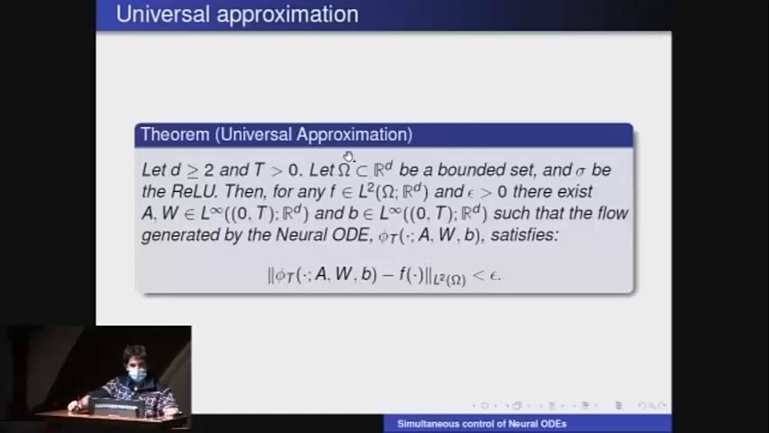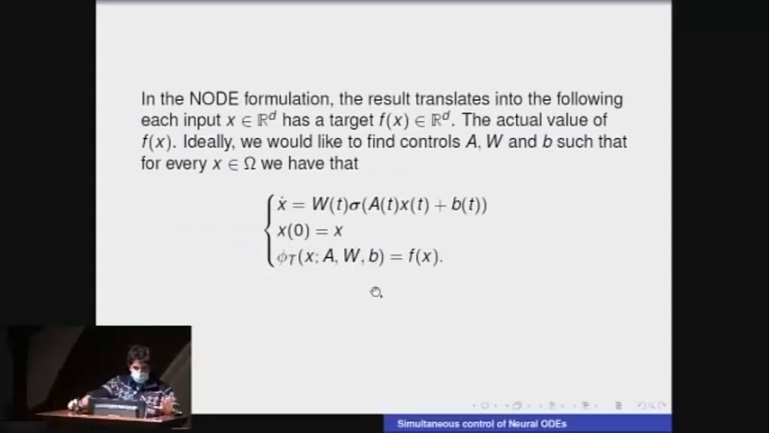So now I'm going to move a bit to the universal approximation. Right now we are asking ourselves: if we set a function f in L2, can we find controls A, W, and B such that the solution at capital T is approximately this function f, where the argument is the initial data? So at the end, what we are asking is this. Instead of having a finite collection of points, now we have x that belongs to R2, and any point in R2 has to go to its target f of x.